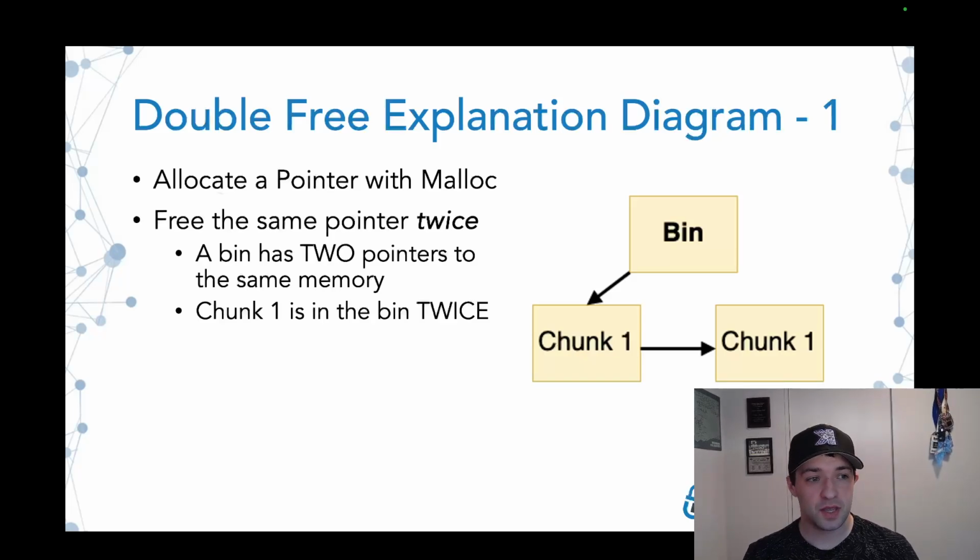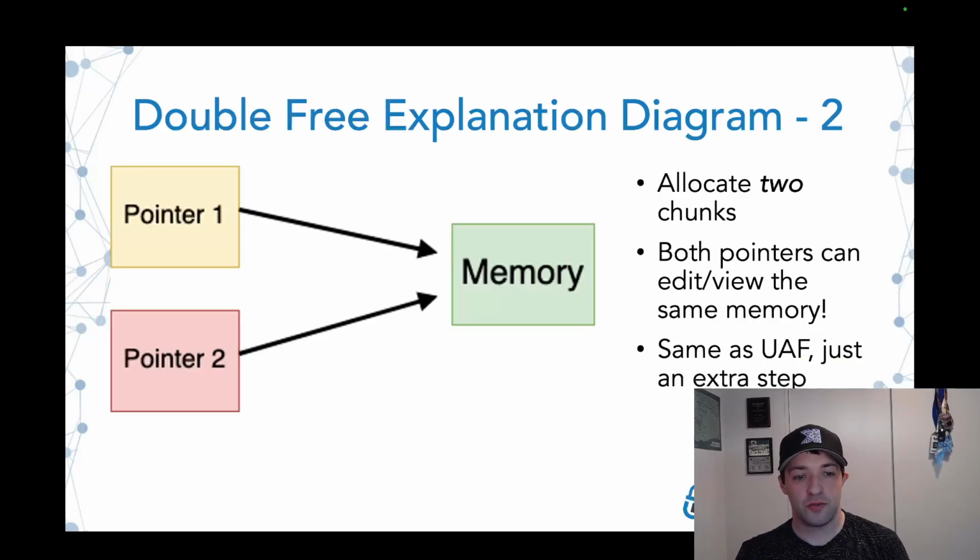So to explain the most primal double free exploitation, we're going to allocate a pointer with malloc. After doing that, we're going to free the same pointer twice. When we free the same pointer twice, it's going to have a bin that has 2 pointers of the same chunk in it. That's what you see here. We have a bin, and then we have chunk 1 and chunk 1 right after one another. Now, if we allocate 2 chunks, both pointers can edit and view the same section of memory. This is bad. This is the use after free all over again, just with an extra step.